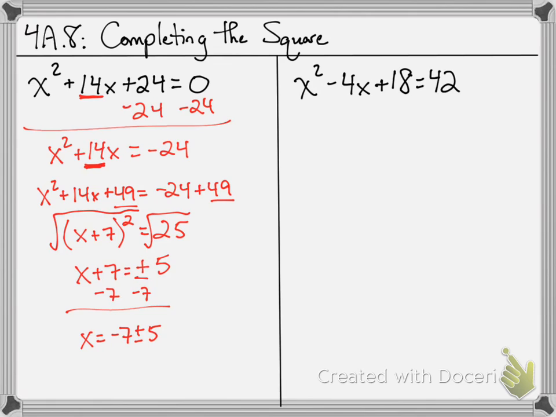Since those are both integers, I can combine my like terms. So I'll have negative 7 plus 5 and negative 7 minus 5. That gives me my two final answers of negative 2 and negative 12.